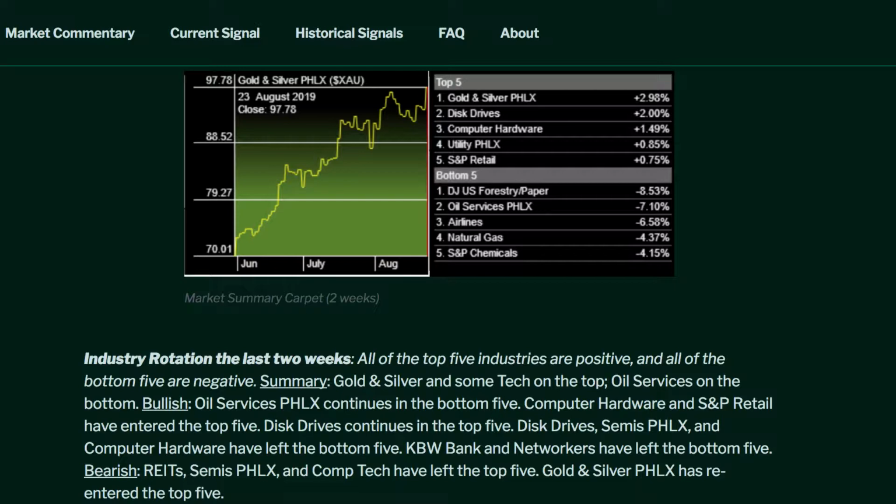Disk drives, semis, and computer hardware have left the bottom 5. KBW Bank and networkers have left the bottom 5. Bearish, REITs, semis, and CompTech have left the top 5. Gold and silver has re-entered the top 5.